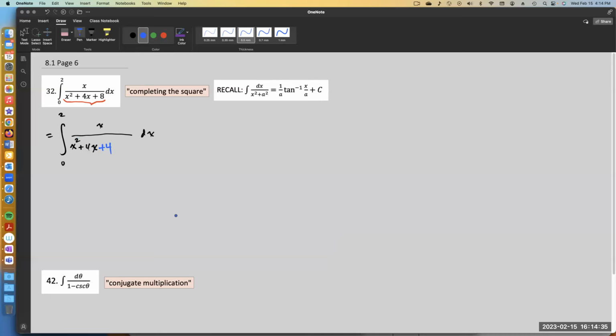There are two ways to do this. One way is to put a +4 and a -4, so you're essentially adding 0. The other way is just to notice that we have an 8 right there. We could just borrow 4 from it. So if we turn the 8 into a 4 + 4, then we have a perfect square trinomial. That perfect square trinomial will factor into x + 2 quantity squared. Then we have the +4.